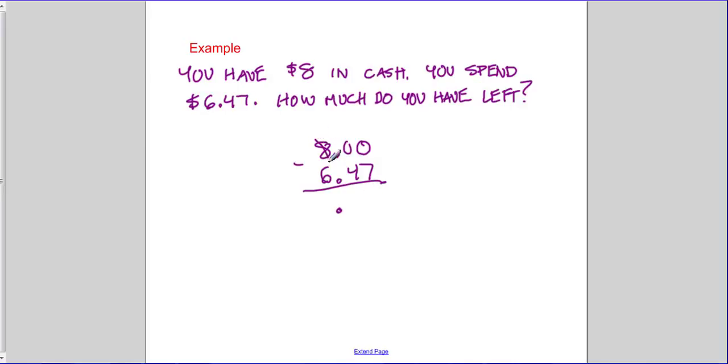Okay, so I'm going to borrow from the 8, that becomes a 7, bring a 10 over here. I need to borrow here though, so this becomes a 9. Bring over a 1, 10 minus 7 is 3, 9 minus 4 is 5, 7 minus 6 is 1. So my answer is $1.53.